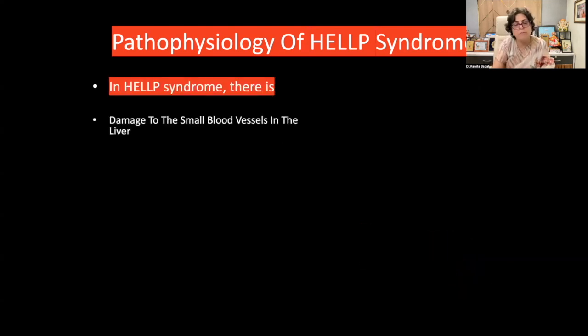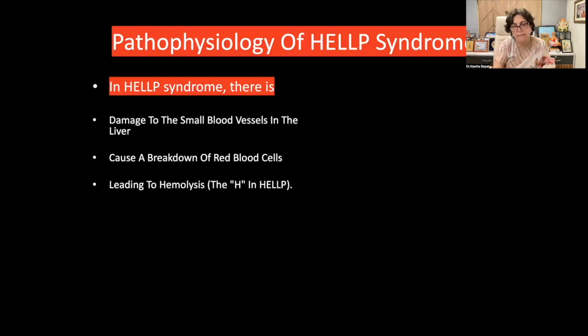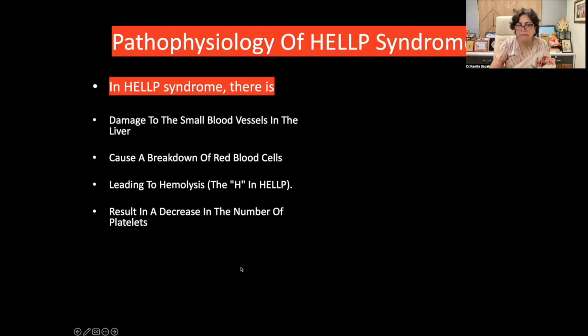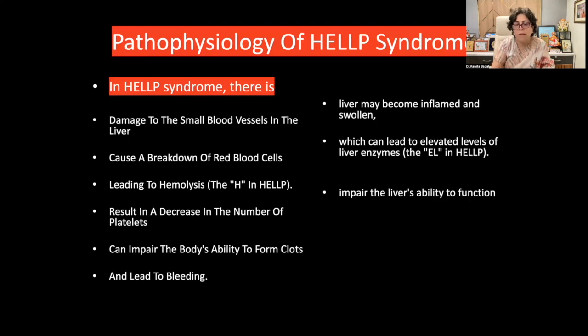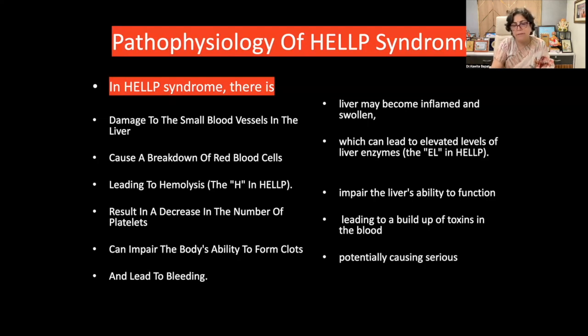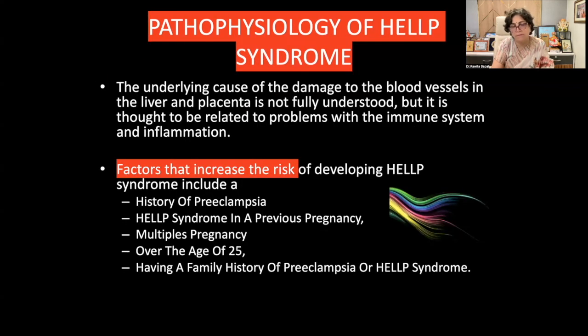In HELLP syndrome, first, there is damage of small blood vessels in the liver. It can cause the breakdown of red blood cells. It leads to hemolysis, that is H in HELLP syndrome. It results in a decrease in the number of platelets. It can impair the body's ability to form clots and lead to bleeding. The liver may be inflamed or swollen, which can lead to elevated liver enzymes, that is EL of HELLP syndrome, and impair the liver's ability to function, leading to a buildup of toxins in the blood and potentially causing serious complications such as liver failure.